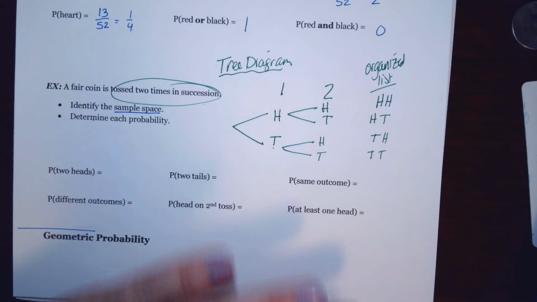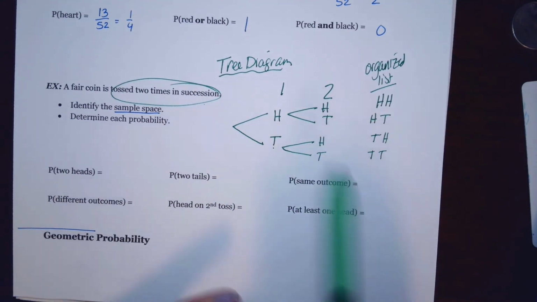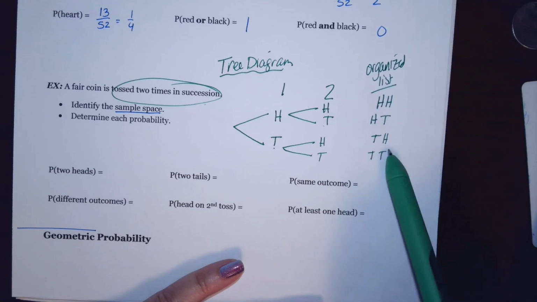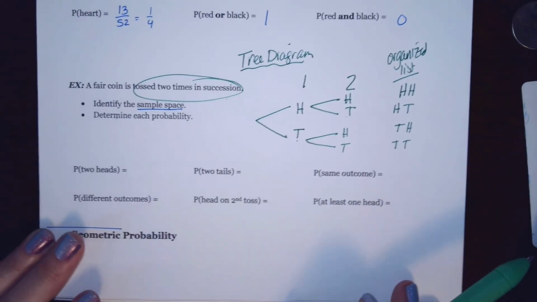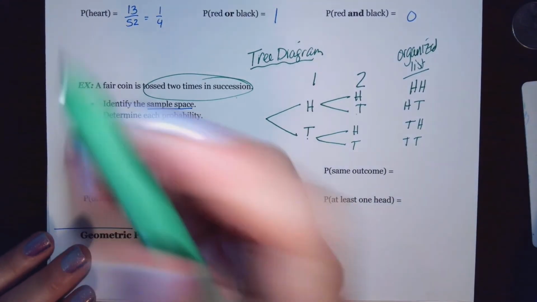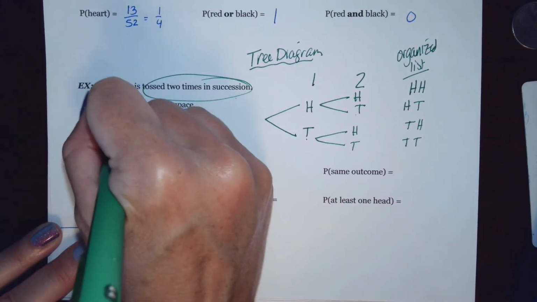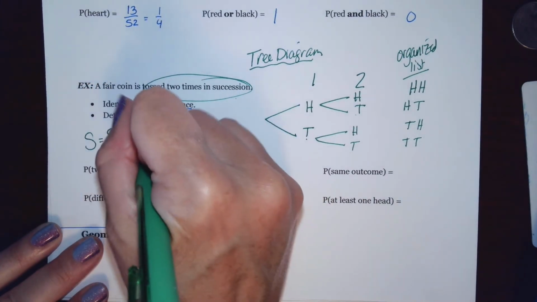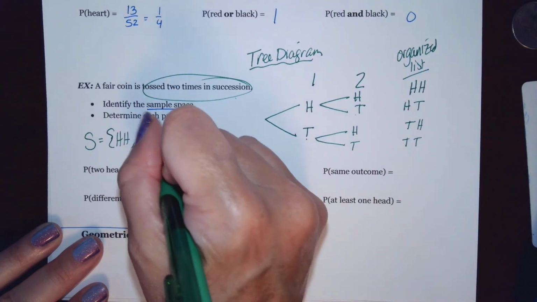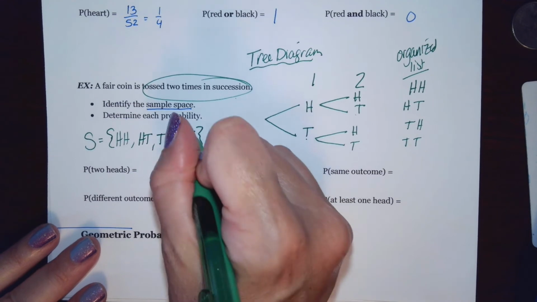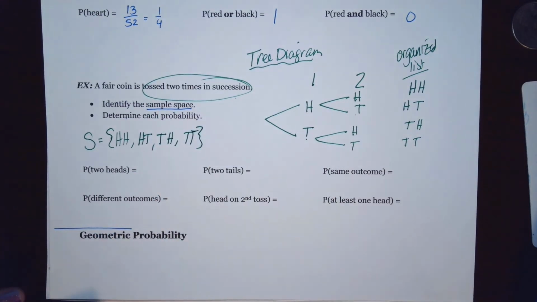Two different ways to show the sample space. We've got a tree diagram with 4 branches, or an organized list showing 4 outcomes. So let's go ahead over here. The sample space could be heads-heads, heads-tails, tails-heads, or tails on both tosses, tails-tails. Alright, let's answer some probabilities.